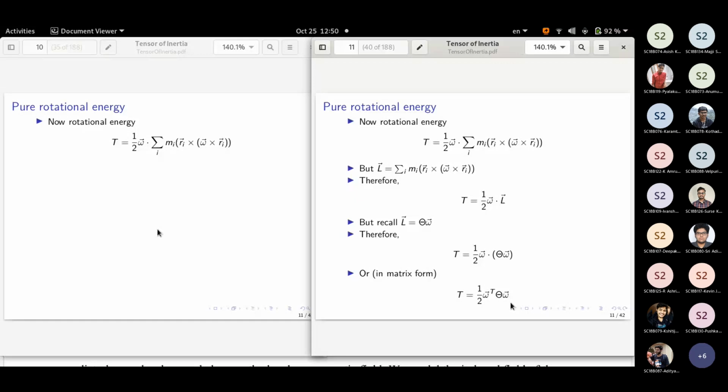In the form of vectors, the kinetic energy is given by half omega dot L. L is usually the tensor of inertia matrix acting on the omega vector. So if you compare this with the standard kinetic energy for linear motion, it is half m v square, or half into v into mass into velocity, where mass into velocity can be thought of as the linear momentum.